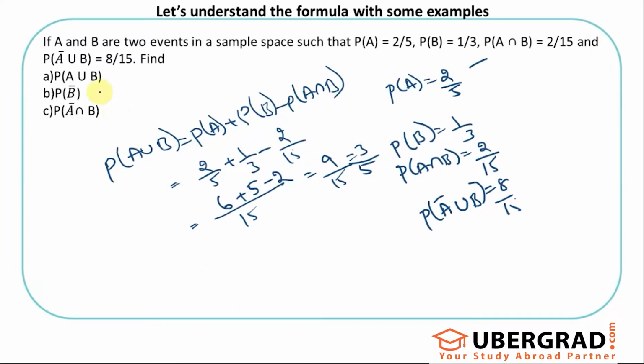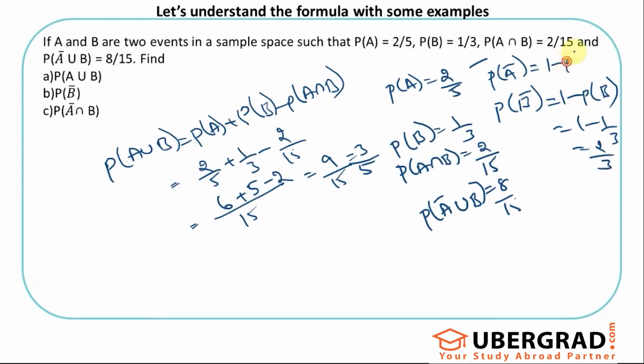Now, let's look at the next one. It's asking P of B bar. P of B bar is, as I said, simply 1 minus P of B. 1 minus 1 by 3, that's 2 by 3. And what is P of A bar? I'm just calculating it here. 1 minus P of A. 1 minus 2 by 5, that is 3 by 5. That's how you do it for the bar.